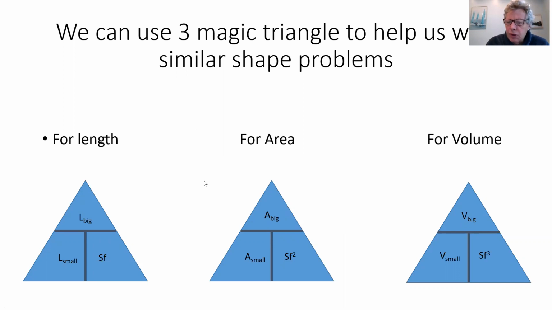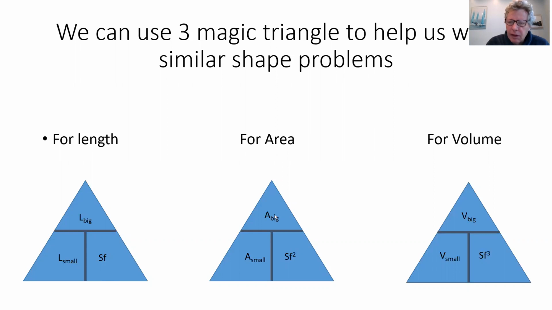Basically, we could use magic triangles to solve the problem, because similar shapes are basically an enlargement of one shape to another. And therefore, the length of a particular side in the big shape is simply the corresponding side in the small shape times the scale factor. And that scale factor will be the same for all the sides.